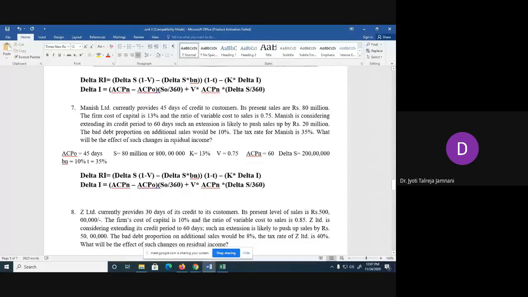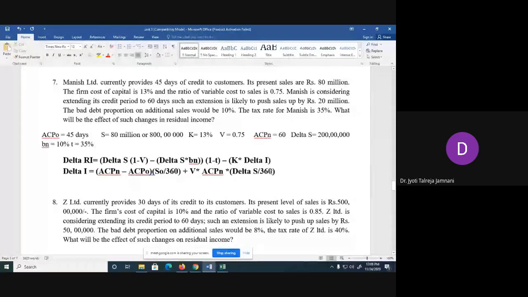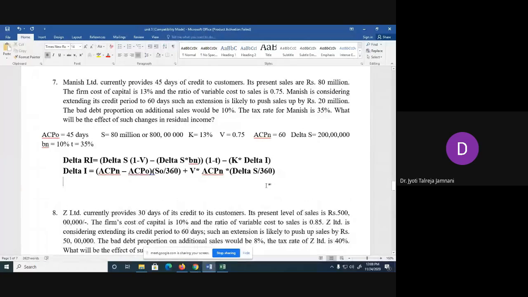Because the word residual income is used, we are using the formula method. First we'll find the value of delta I, because in the main formula we need to put the value of delta I. We'll put the values one by one. ACPN is the new average collection period, that is 60 days, minus ACP naught, the old average collection period, which is 45 days.